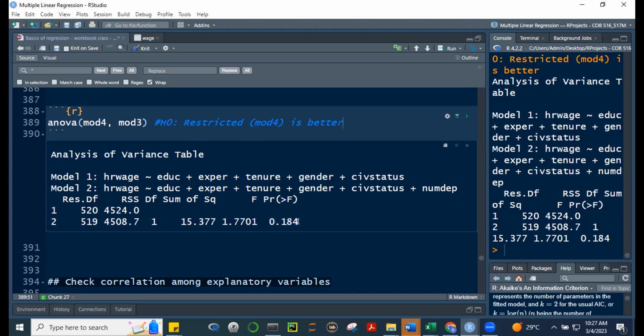Since the p-value is greater than 0.05, then the conclusion is we fail to reject the null hypothesis. If the p-value was less than 0.05, then reject the null hypothesis. If the p-value is greater than 0.05, then we fail to reject the null hypothesis. So since we fail to reject the null hypothesis, then this states the restricted model, model 4, is better than model 3.